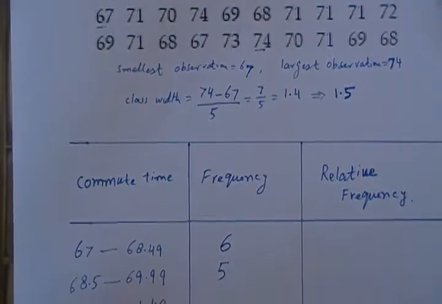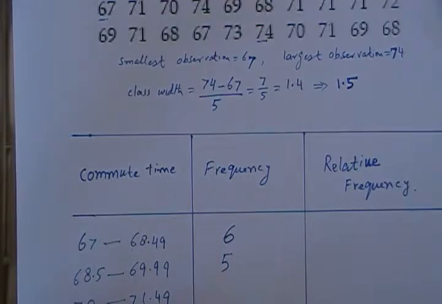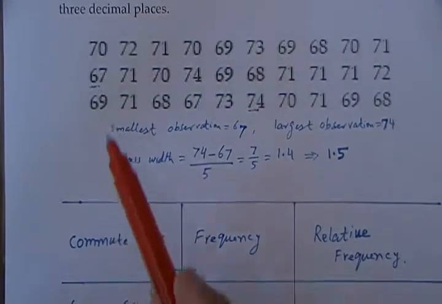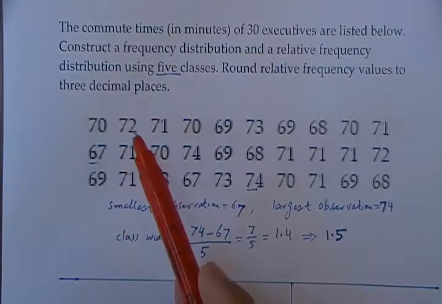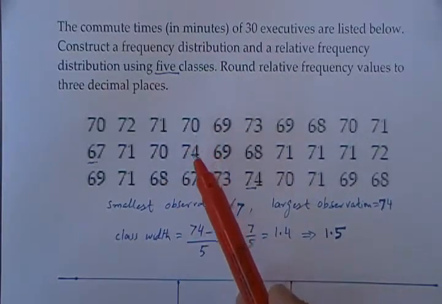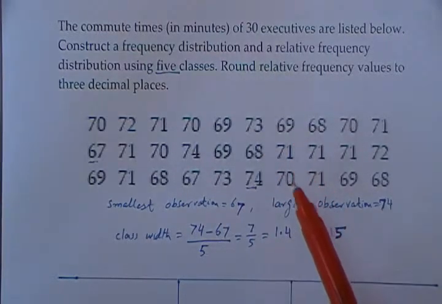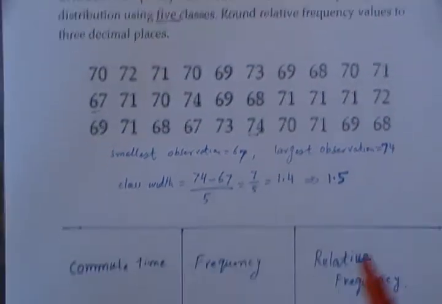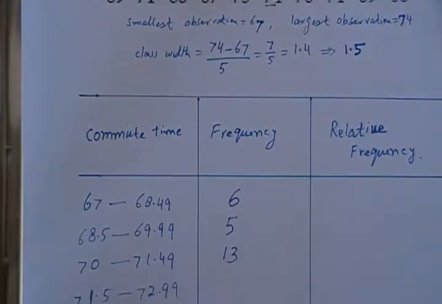Then for the next class, 70 through 71.49, the observations would be 70 and 71. From here you can count them: 1, this is 70, then 71, 71, so 1, 2, 3, 4, 5, 6, 7, 8, 9, 10, 11, 12 and 13. So there are 13 observations for this class.